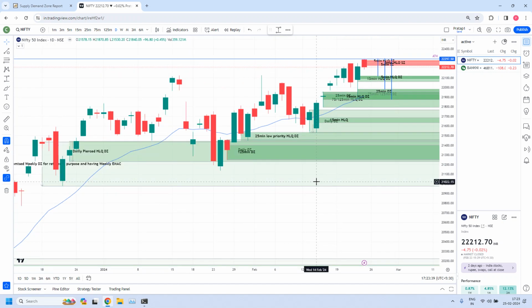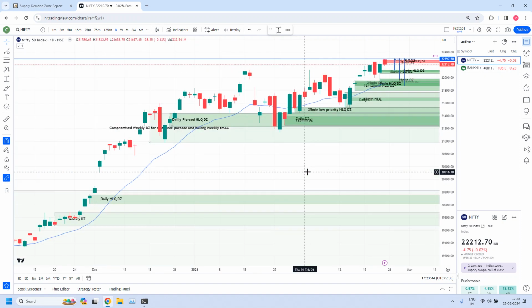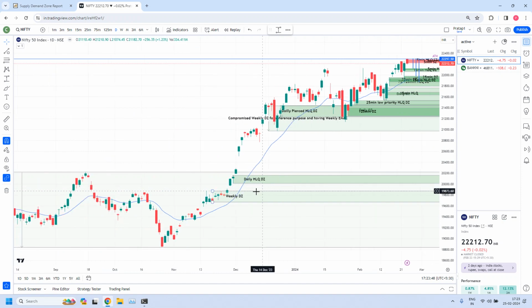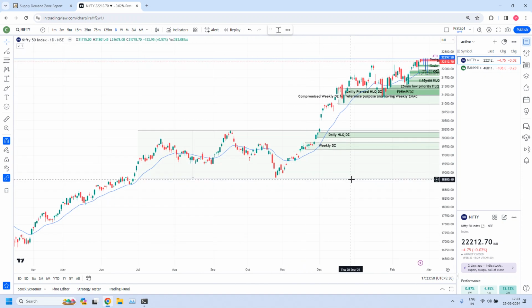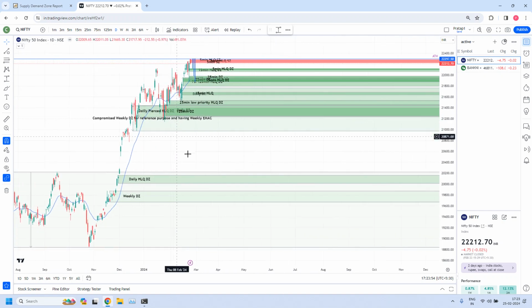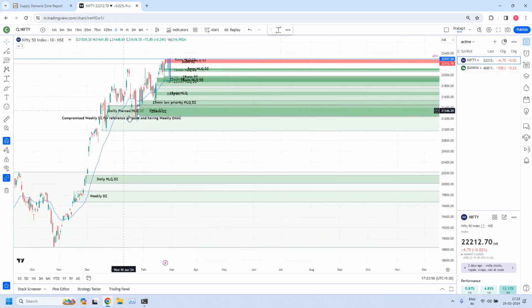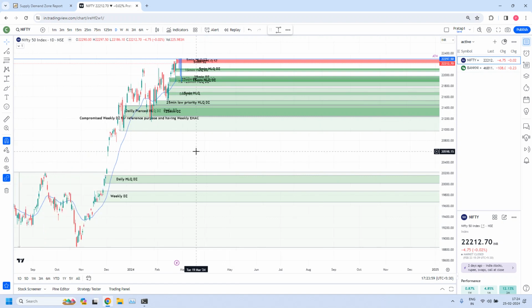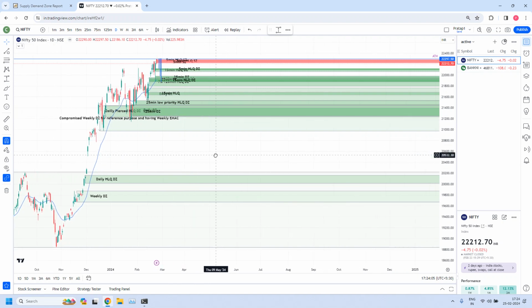This is a pierced high liquidity zone. This is a daily normal demand zone. This is the daily high liquidity zone here. Above that we have a pierced high liquidity zone. The pierced zone is there. Already a new demand zone is created, but that is a normal demand zone.